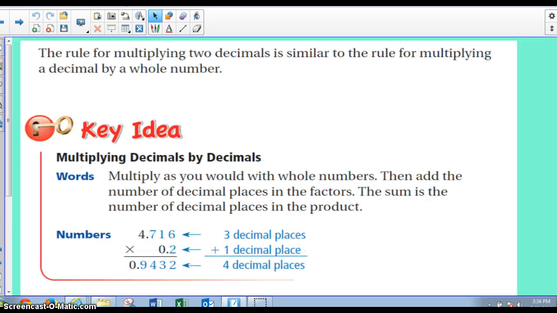Example 3. Your notes are on page 87. It says the rule for multiplying 2 decimals is similar to the rule for multiplying a decimal by a whole number. You don't have to write that sentence down. The part with the key idea is what you do have to write down. In words, it says multiply as you would with whole numbers, then add the number of decimal places in the factors, the sum of the number of decimal places in the product.